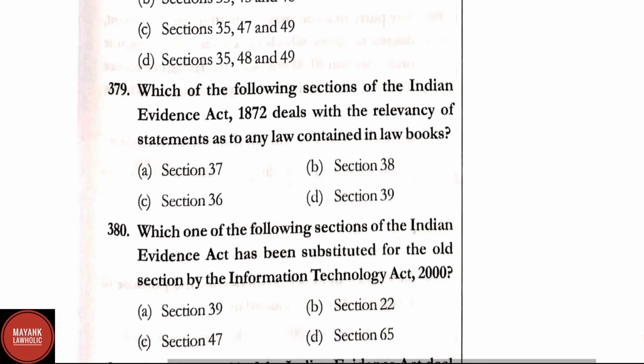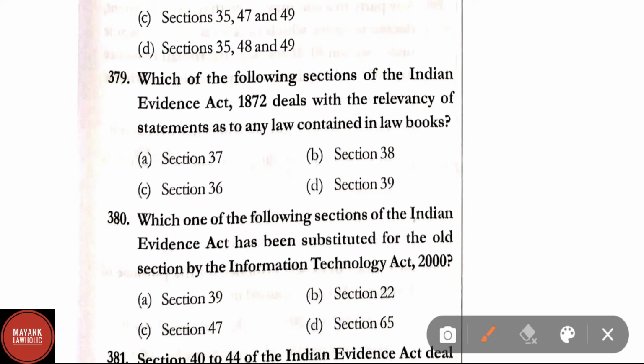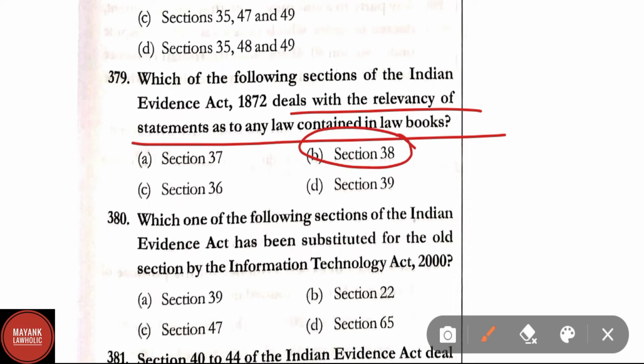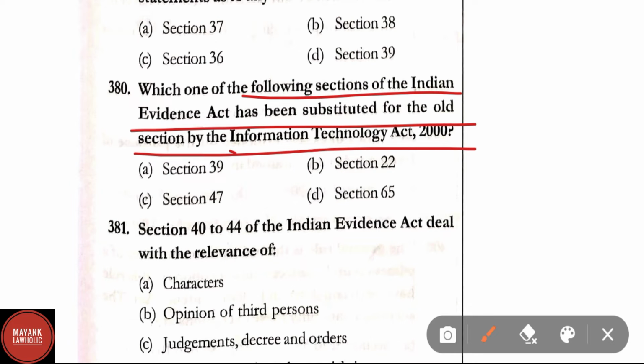Question number 379. Which of the following sections of Indian Evidence Act deals with the relevancy of statement as to any law contained in law books? Correct answer is option B, that is section 38. And question number 380. Which one of the following sections of Indian Evidence Act has been substituted for the old section by the Information Technology Act 2000? Correct answer is option A, that is section 39.